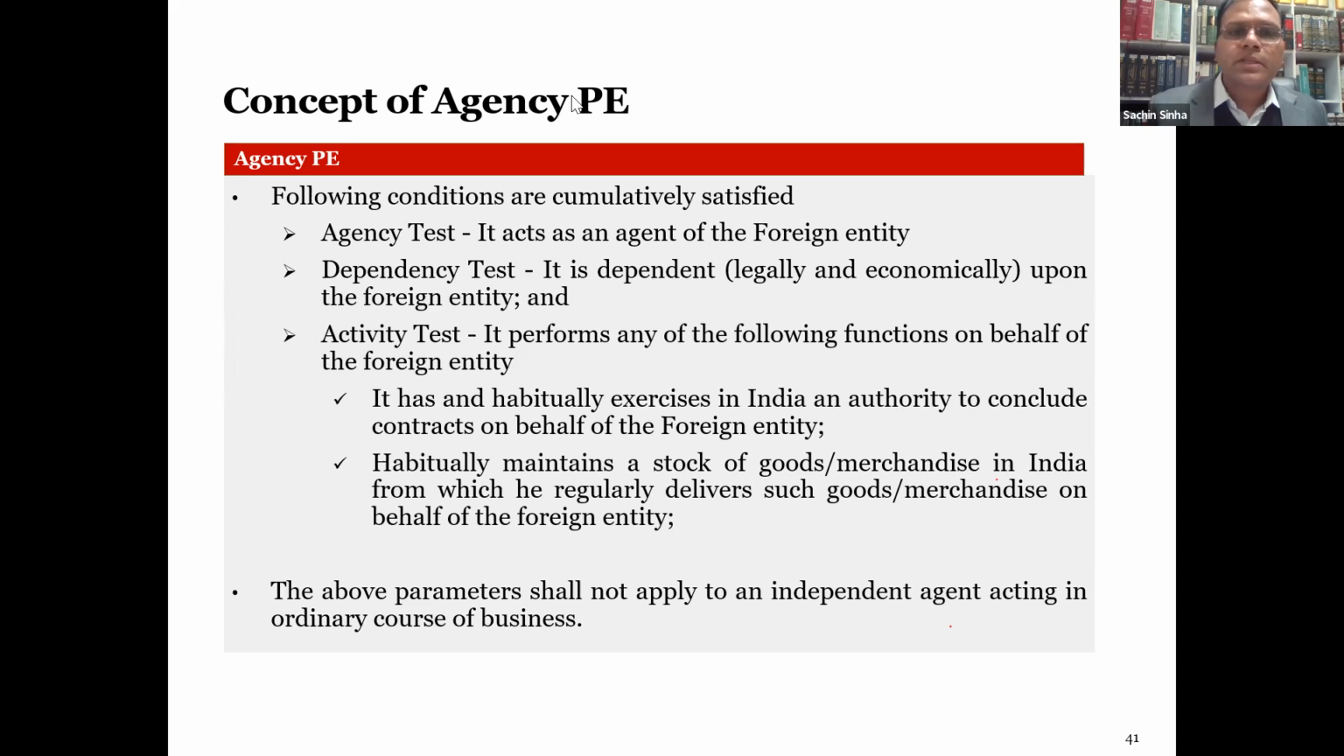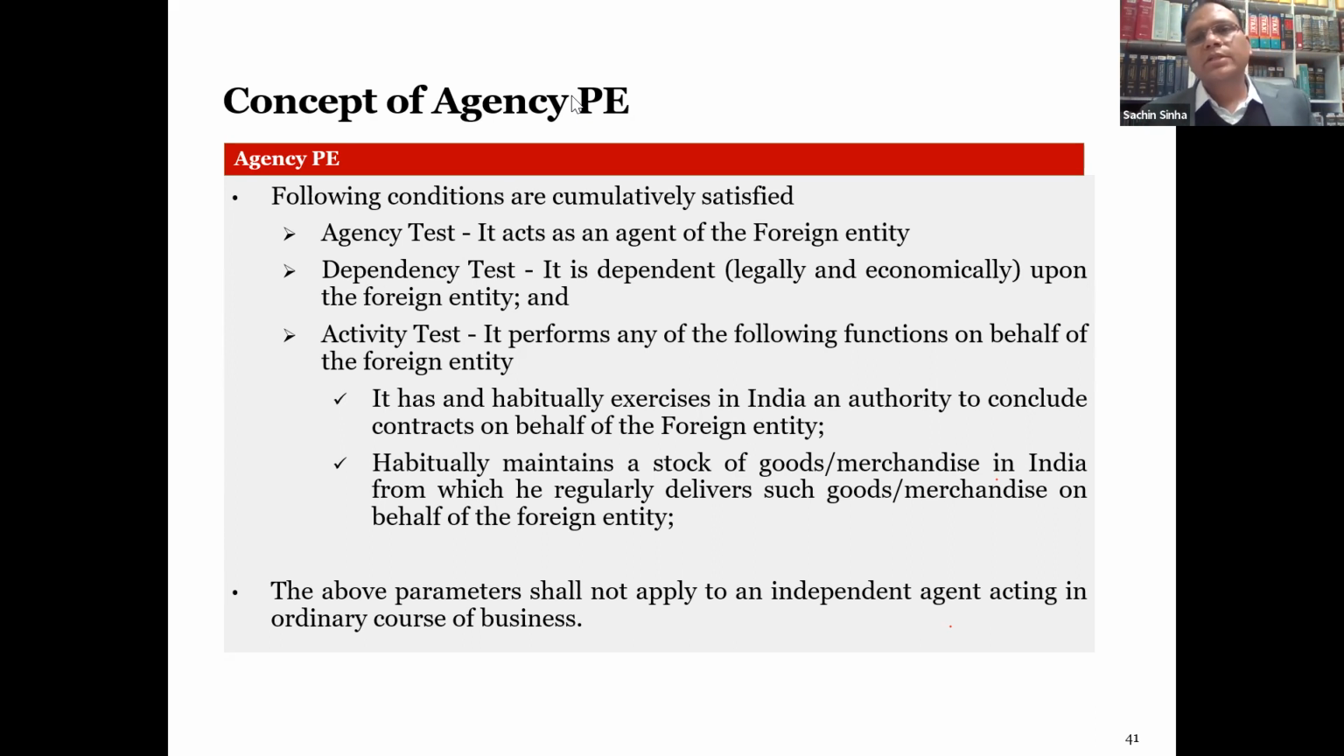Okay, Avneet sir has the same query, the difference between POEM and PE. Then PPT articles: Rohit is asking, the articles referred to in the PPT are from which treaty?